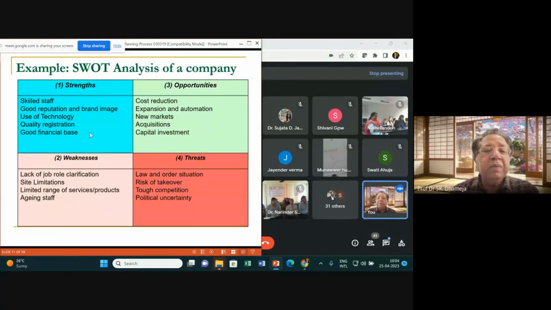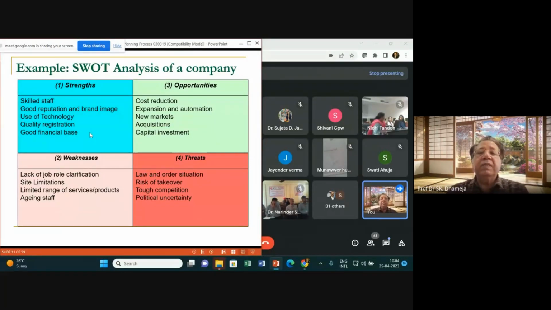Lack of job role clarification. Sometimes people are not even clear about their job roles. Site limitations: maybe the place where the factory is set up is not at a proper location. Limited range of services or products, and the staff may be aging.